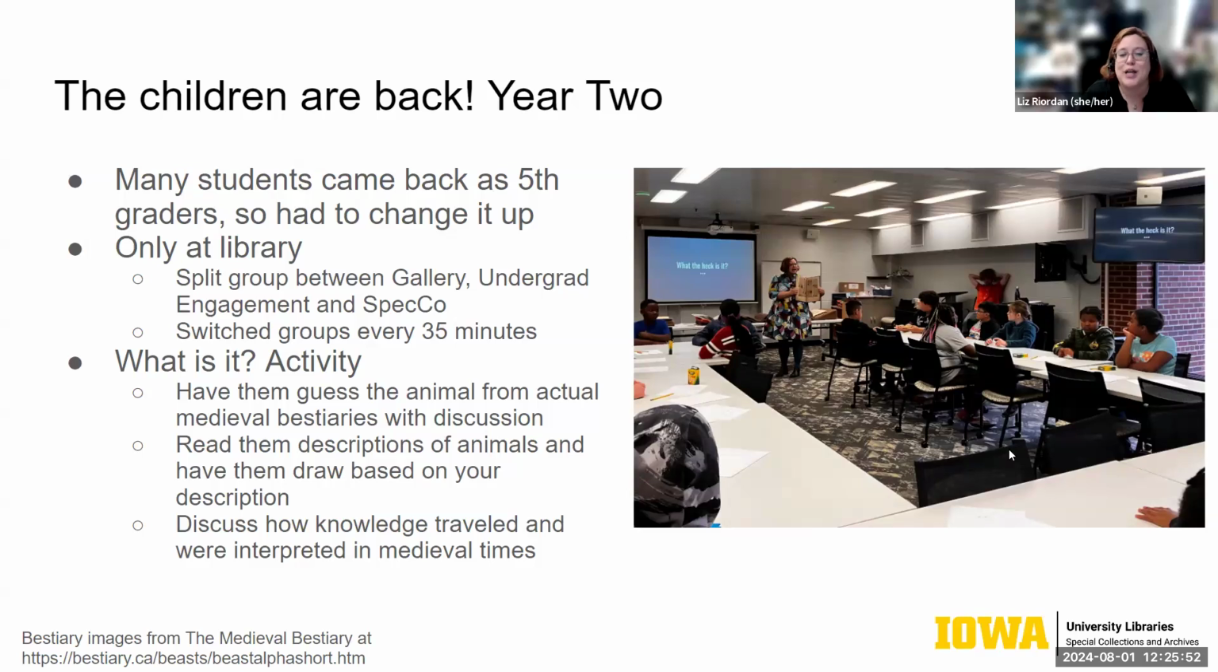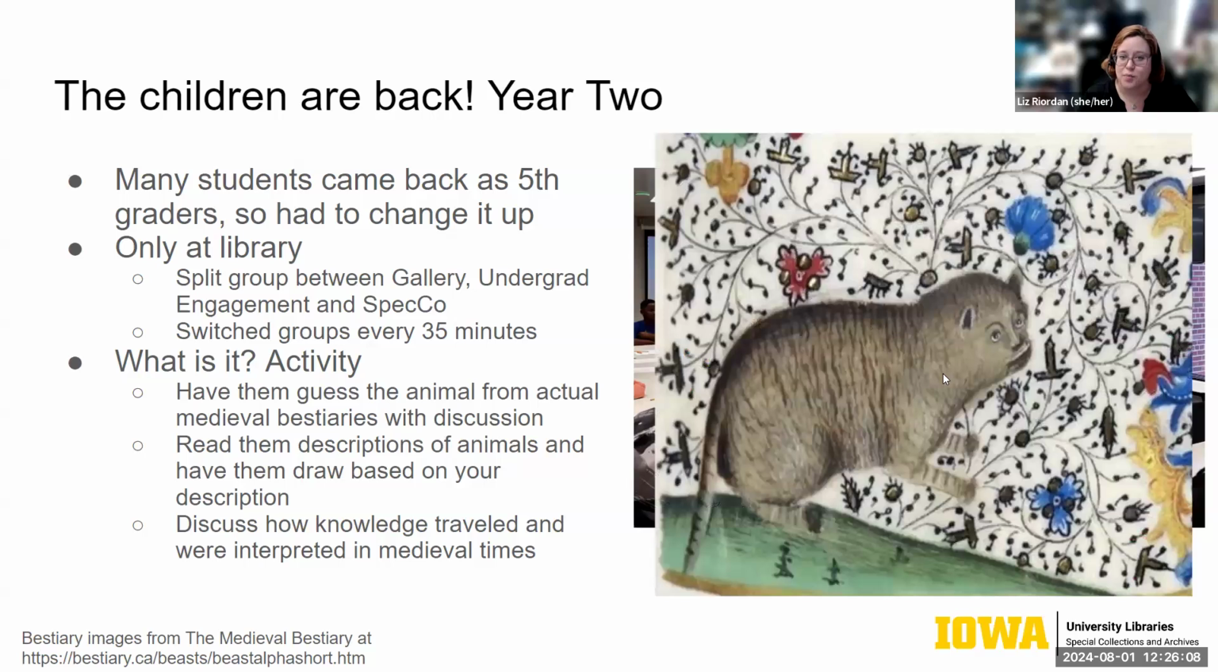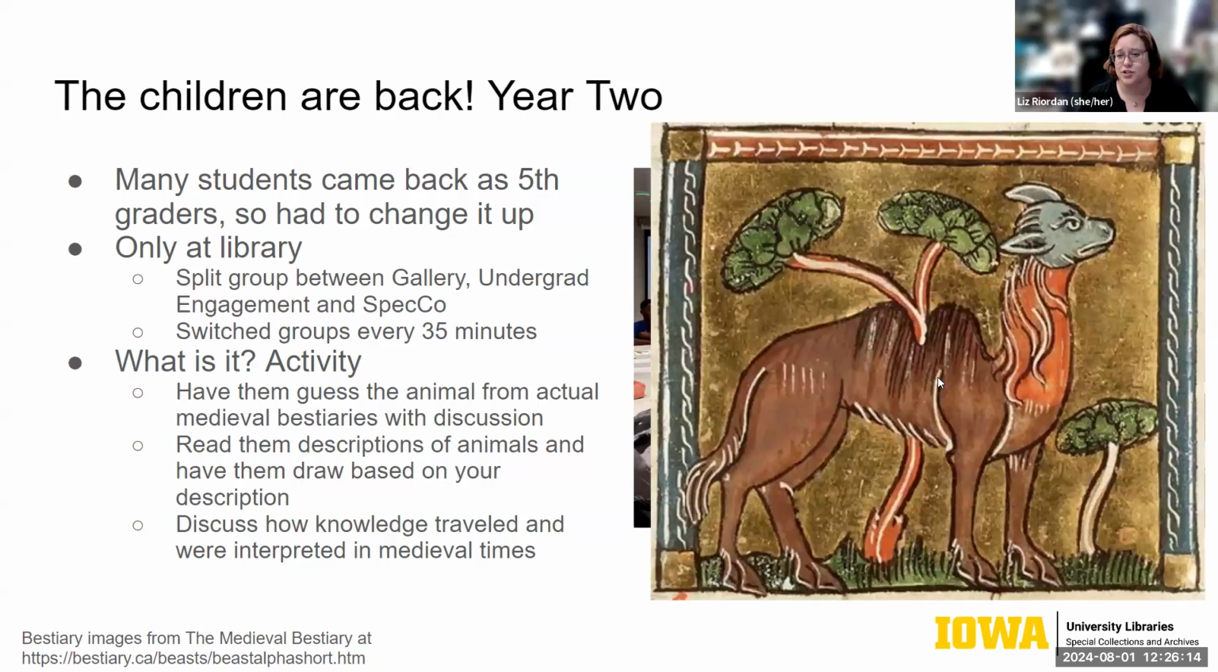I was trying to use this as a catalyst to talk about the spread of knowledge during medieval times using text. So my activity started with a slideshow where I showed them actual images of medieval bestiaries and had them guess what animal it was. And I started off a bit easy. So this is a poorly drawn cat, but it progressed until we got to this, which no one got right.